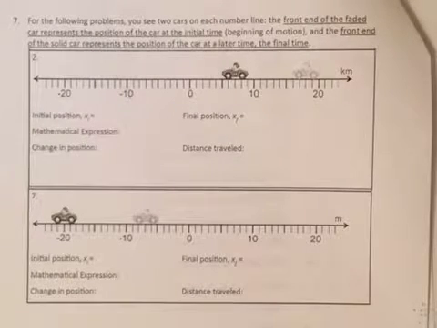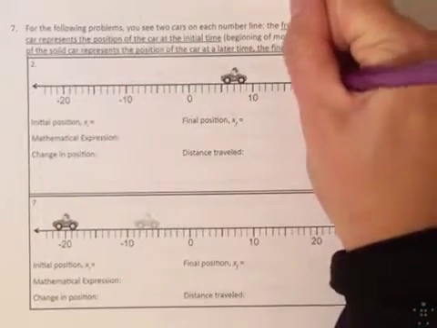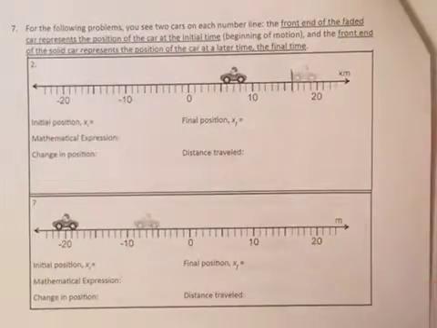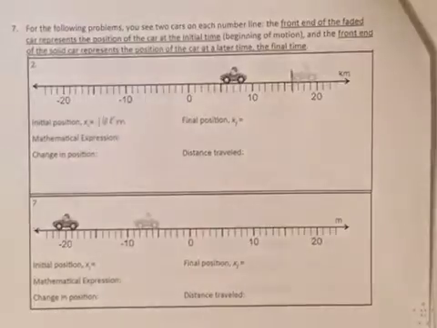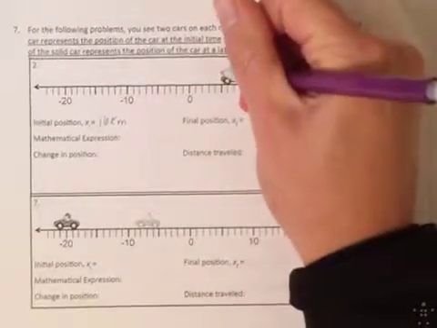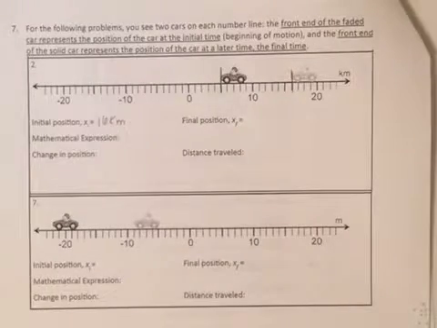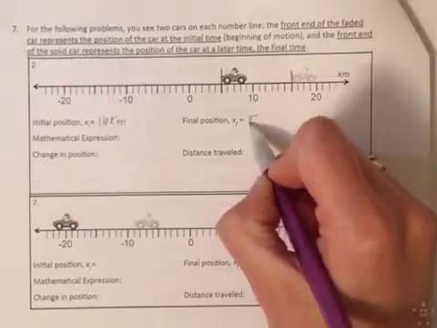So for these problems, we're going to use what we just wrote down in the previous questions. It says the front end of the faded car is the position at initial time. So the faded car front end is right there, which would be at 16 kilometers. That's your XI, don't forget units. Front end of the solid car is the position at the final time. So right there it is at 5 kilometers.